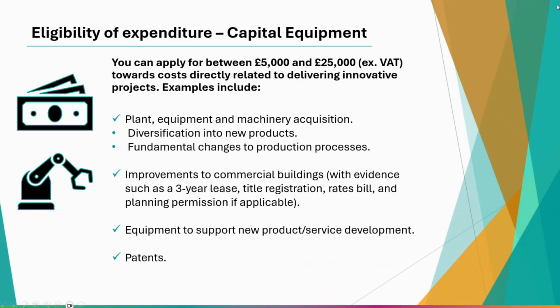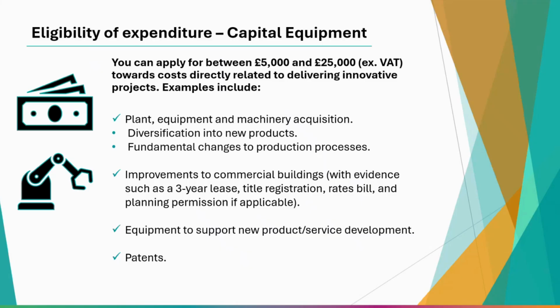The eligibility of expenditure. So for capital equipment, again, you can apply for between £5,000 and £25,000 match funded, which is ex VAT. So just for an example, if the project was £50,000, you're eligible to, if successful under the grant, claim back £25,000 towards the cost of that project.